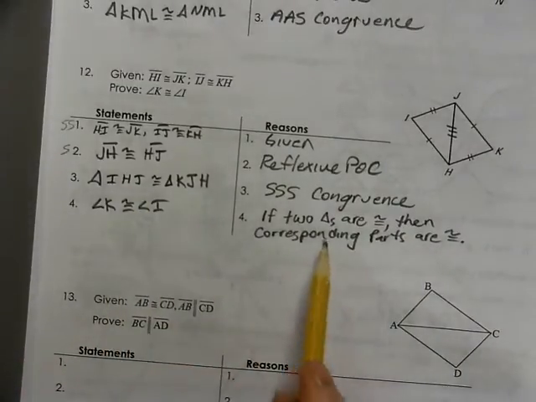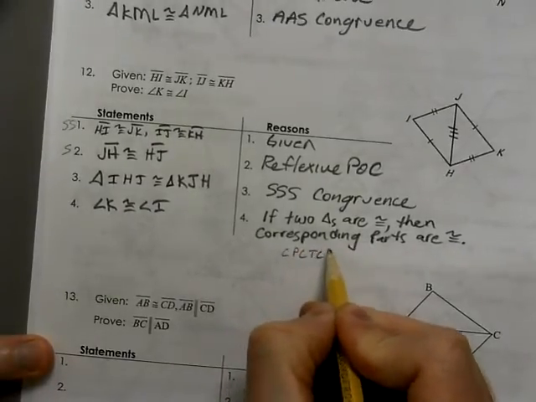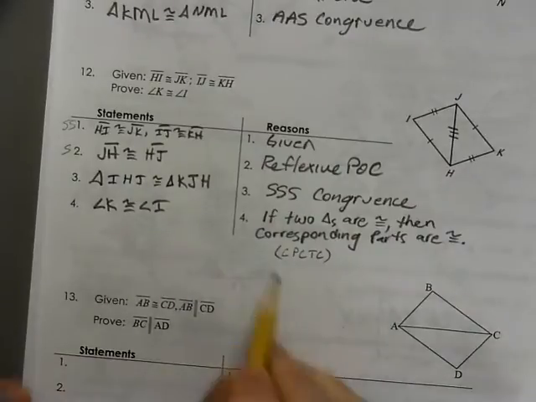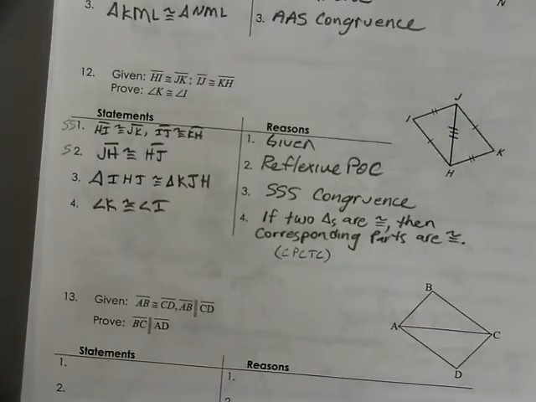Some people use CPCTC. Corresponding parts of congruent triangles are congruent. That's a shortcut for that if-then statement. Either way is correct. I would like to have you write the if-then, but I understand if you like to abbreviate it. You've got to abbreviate it with the correct letters in the correct order.